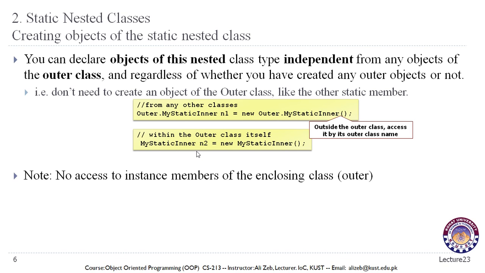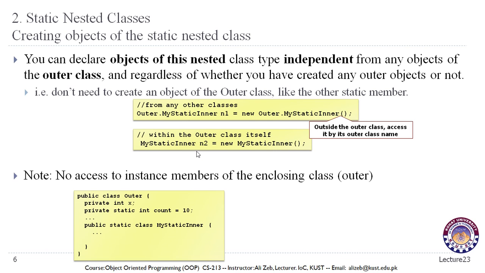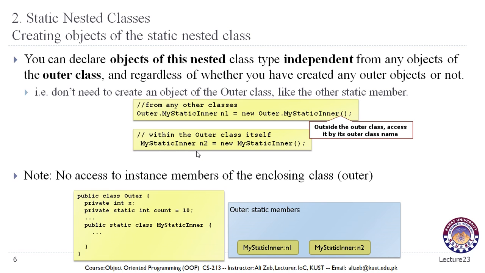No access to instance members of the enclosing class or the outer class, so it can only access the static members of the outer or enclosing class. So the static inner class will have access to the static members of the outer class, and it may not be able to access this private member. So this is the inner static class, public static class MyStaticInner, and this is the outer class. If we create objects of this inner class, we are only able to access the static members of the outer class.